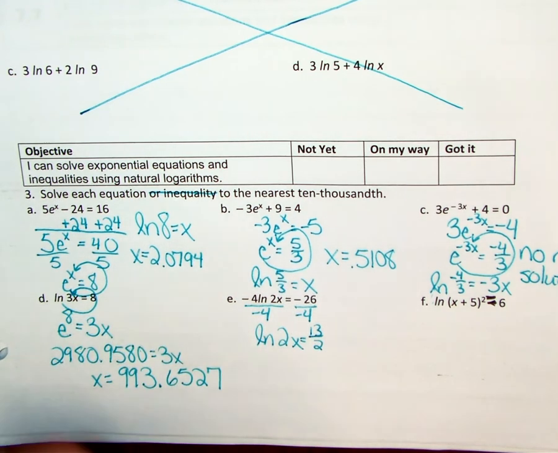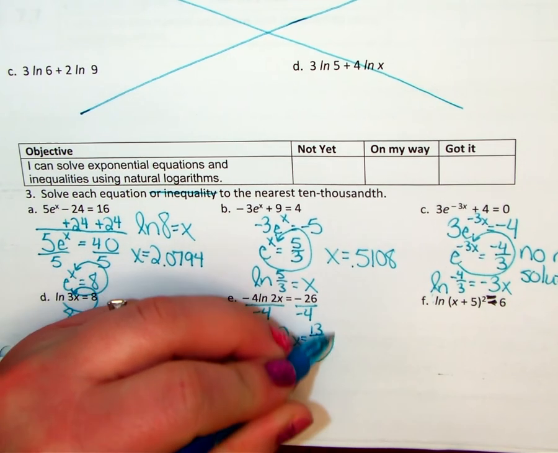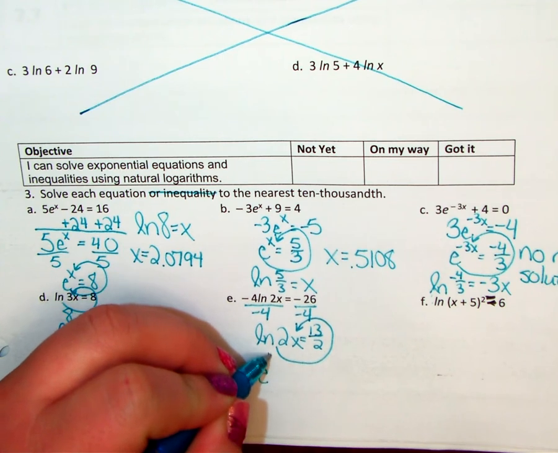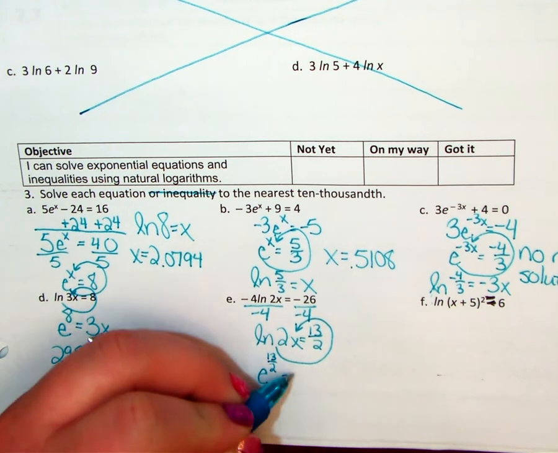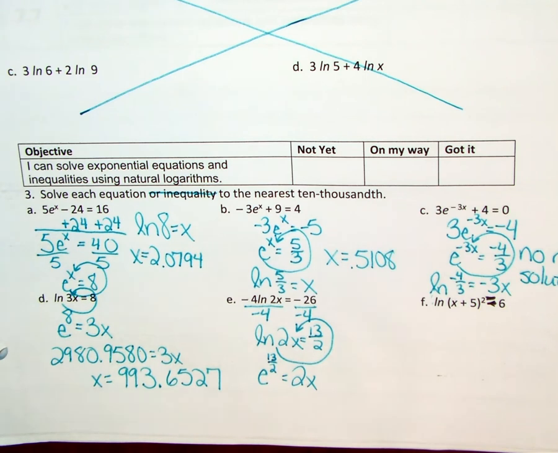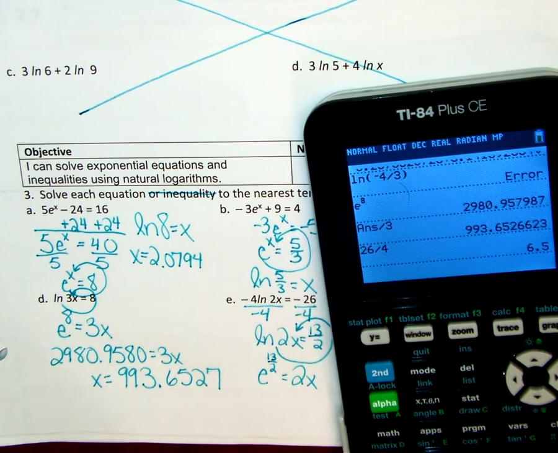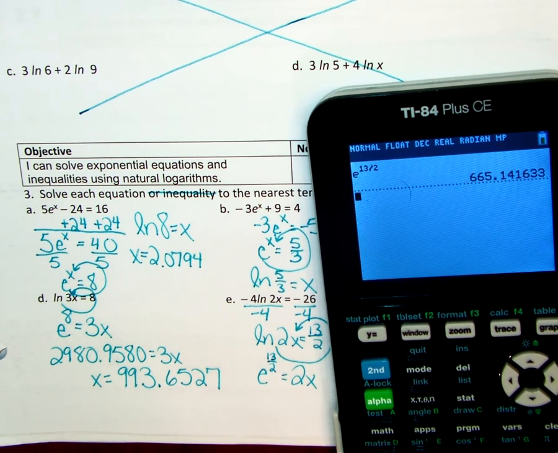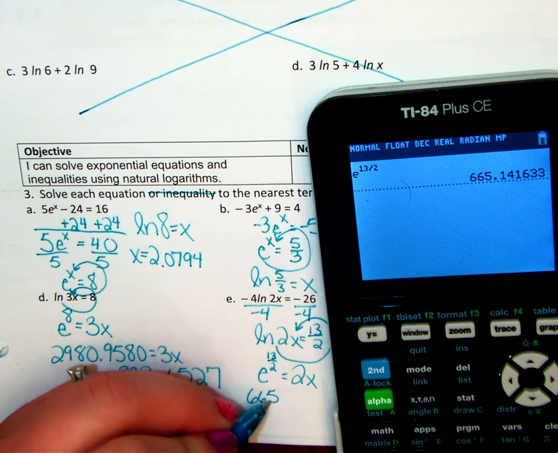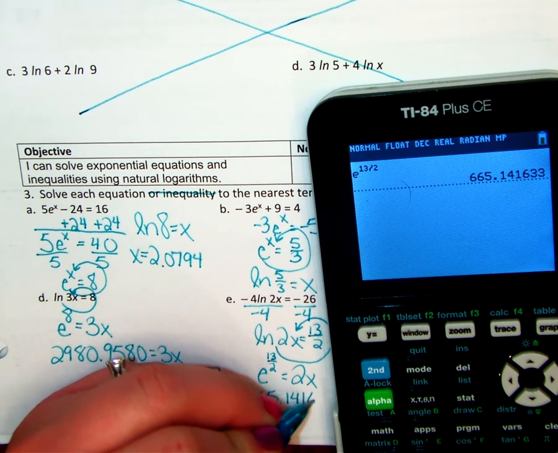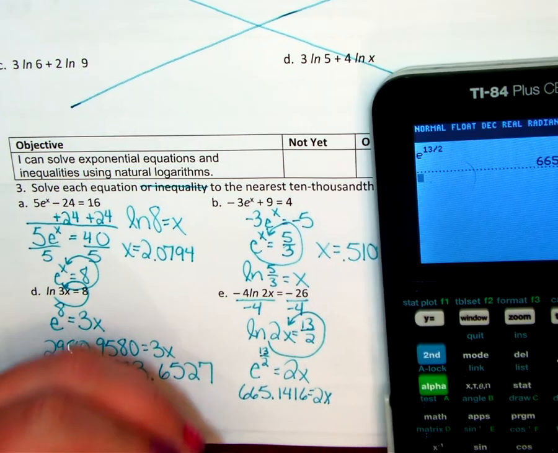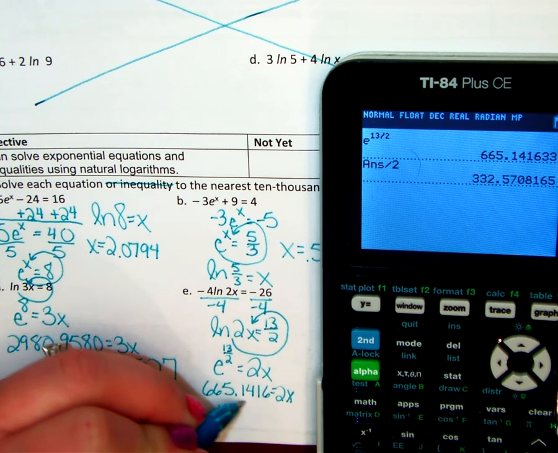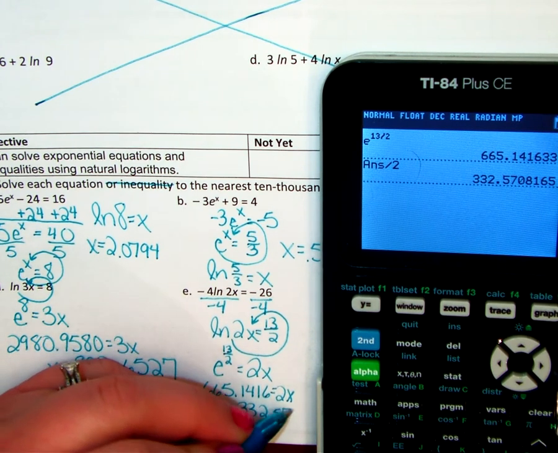Now that natural log is all by itself, so I can switch forms. So I'm going to draw my loop. Base of e around the equal sign ending at the 2x. So I have e to the 13 halves, or 6.5, whatever makes you happy, equals 2x. Well, I can type e to the something into my calculator. e to the 13 halves, I get 665.1416 equals 2x. Let's divide that by 2 so that x is equal to 332.5708.